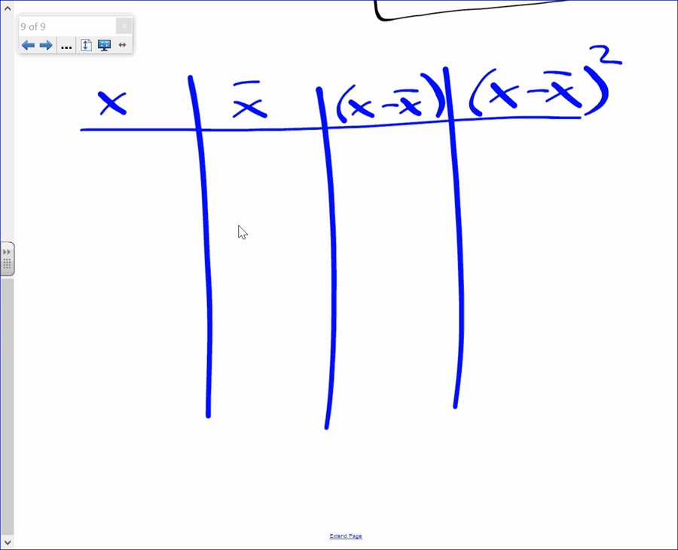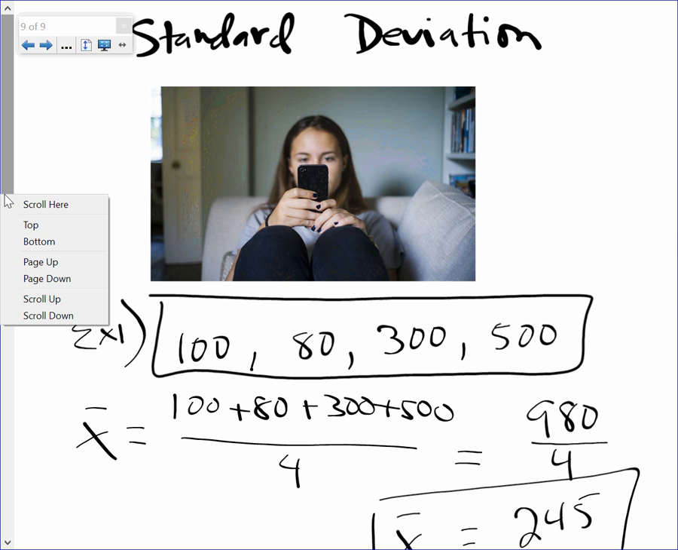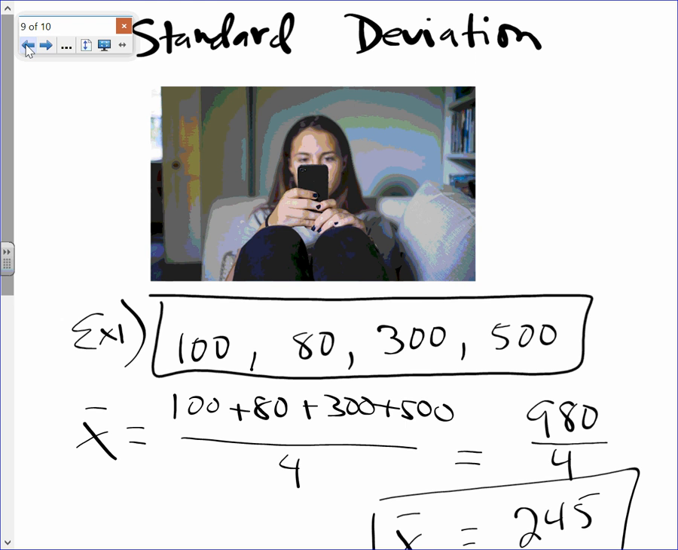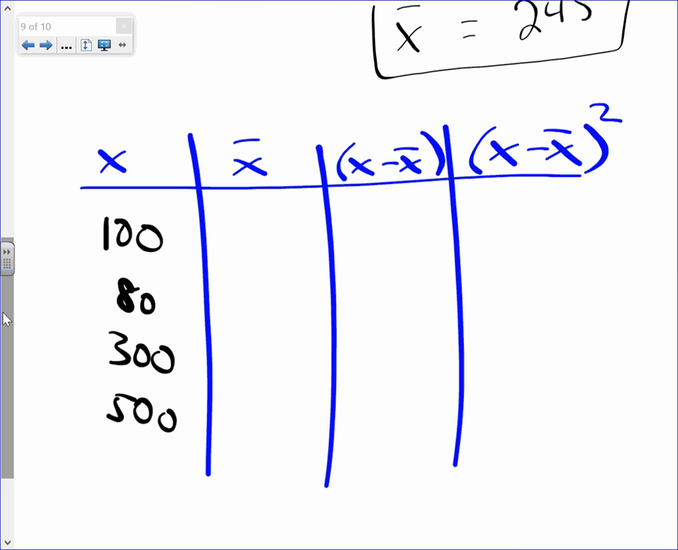X data values. There are 4 of them. We have 100, 80, 300, and 500. So go ahead and write down your 4 data values: 100, 80, 300, and 500. Cool. Now let me write down the mean. That's what X bar is, 245. We just did that together. 245, 245, 245, 245. Nice.